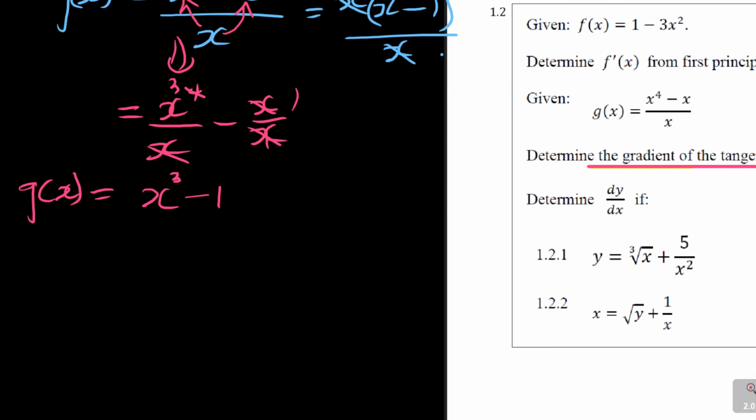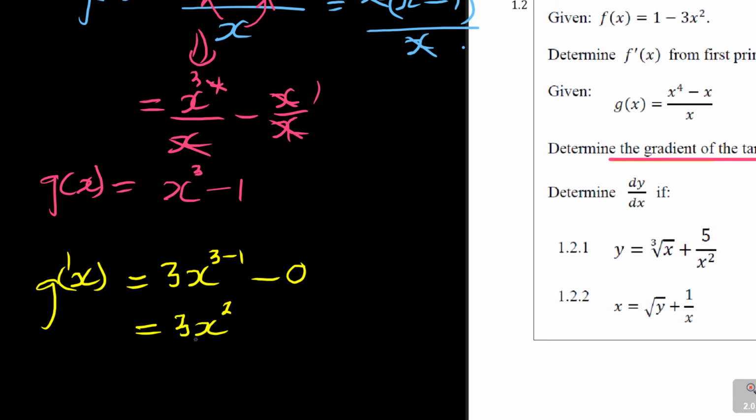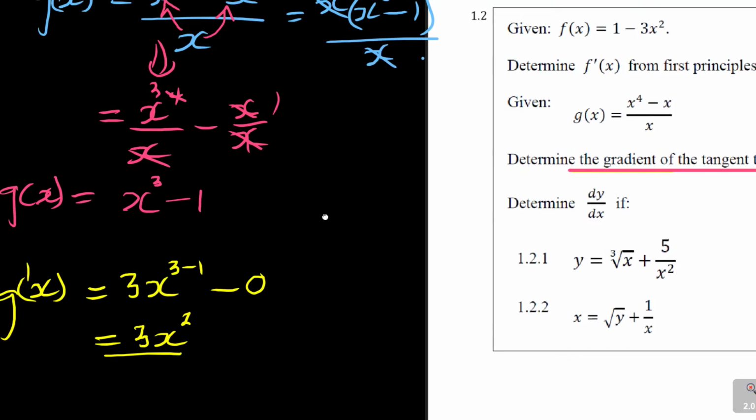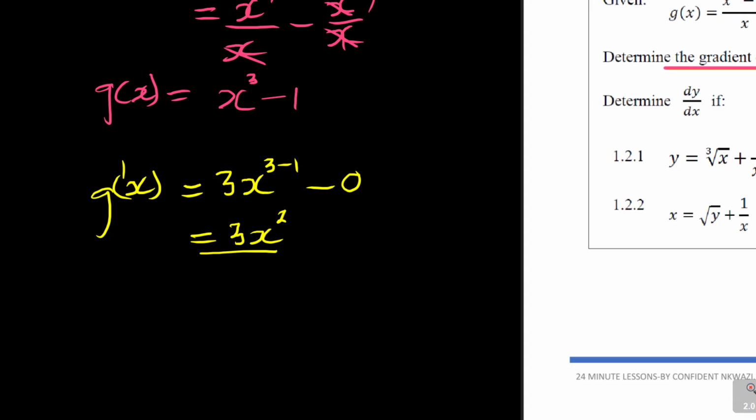Alright, whatever case, from here that's where you find g prime. Now if you say g prime x, what is it? Rules of calculus, you drop 3 there, and then it's x to the power of 3 minus 1, minus 0, because that becomes a 0, which is 3x squared. That is the derivative. Now they say determine the gradient. This is the gradient. That's your gradient here.